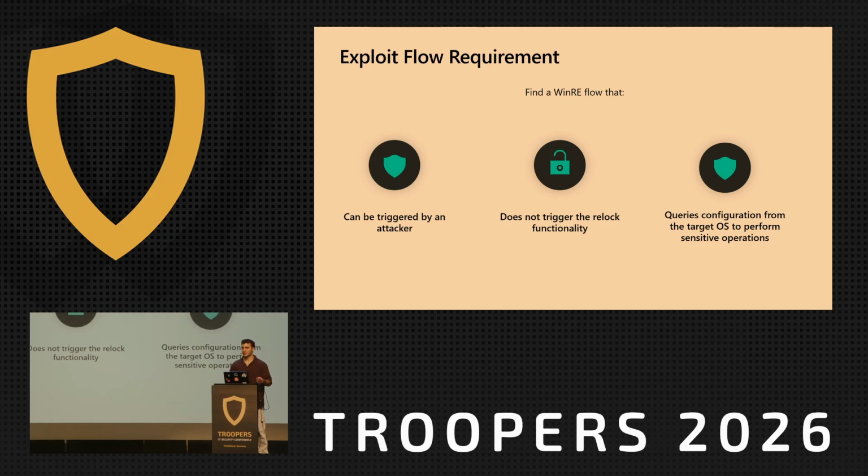Second is a flow that must not relock the volumes, since WinRE relock mechanism would immediately revoke access to the BitLocker secrets, which we've worked so hard to keep in memory. And then the third is that the flow must read configuration files from the target OS volume in order to perform sensitive operations, because now we control that volume. So the core idea, what we've had in mind, is to combine such a WinRE flow, if we find one, with the volume confusion primitive, allowing sensitive operations to execute while the target volume remains in an unlocked state.